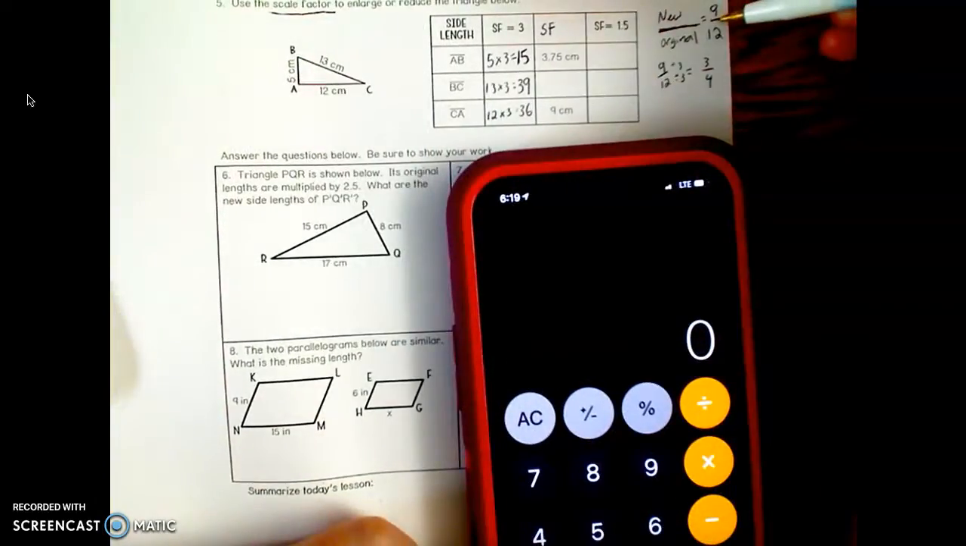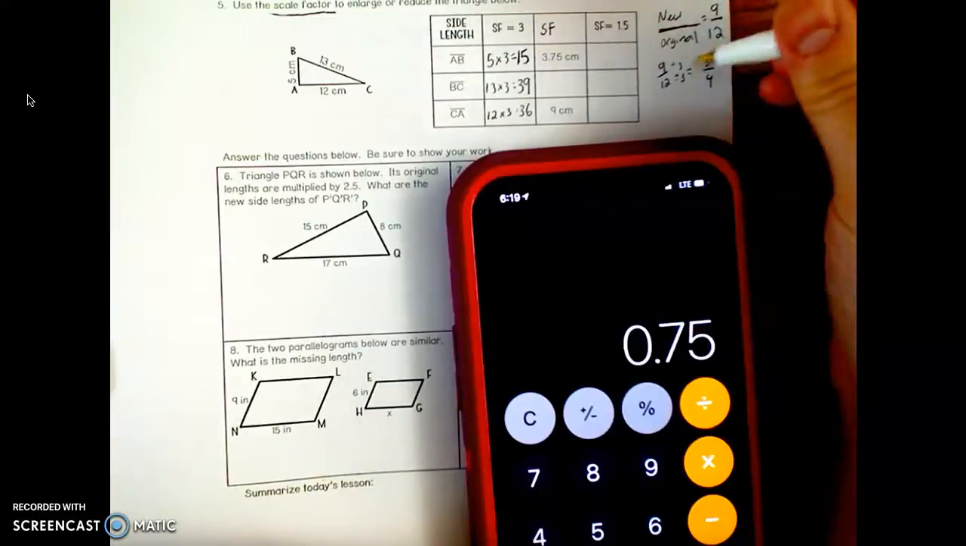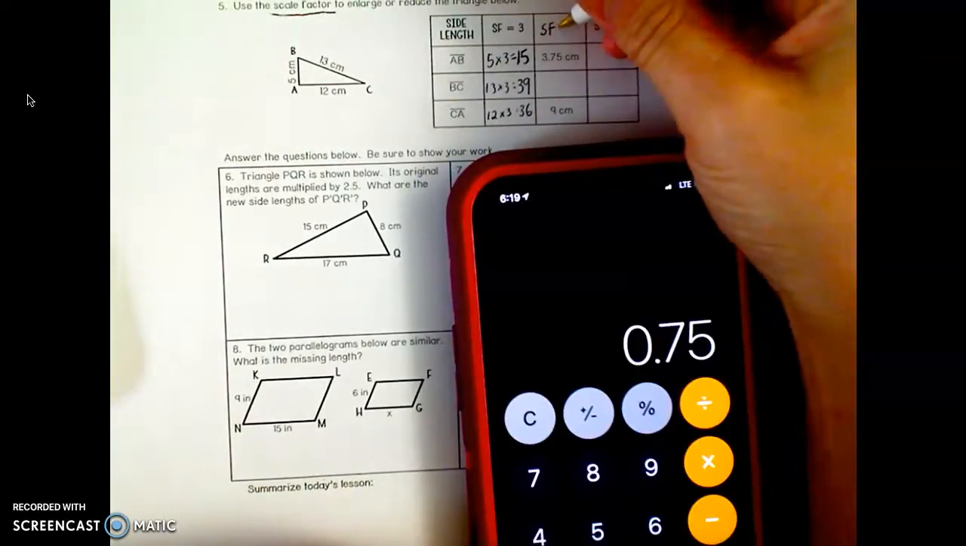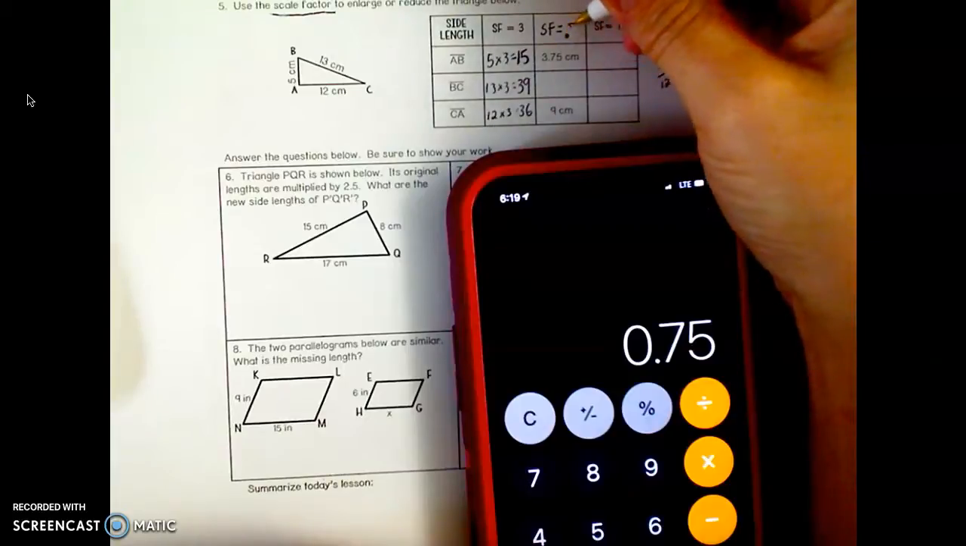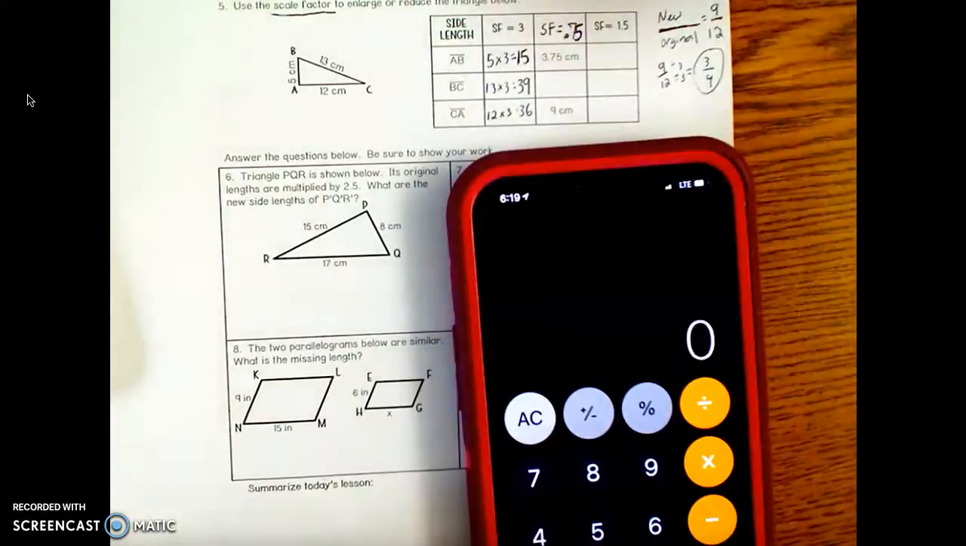9 divided by 12 is 0.75. And that makes sense because 3/4 and 0.75 are the same thing. So you choose which one you like to work with better, decimals or fractions. And let's keep going. So the scale factor is 0.75.